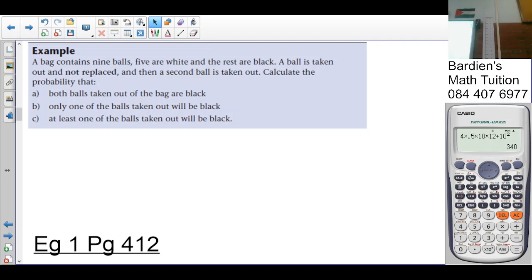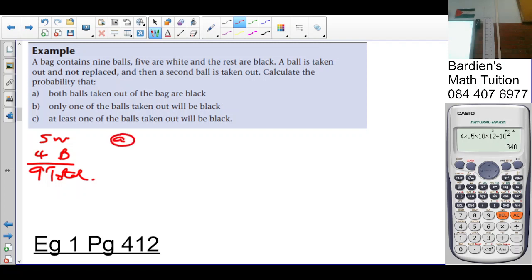Now we look at example 1, and it's on page 412. We are told that a bag contains 9 balls. 5 are white and the rest are black. So if it contains 9 balls, 5 of which are white, how many black balls are there? 4. So they must add up to 9 in total, no? The question says, calculate the probability in the first case that both balls taken out of the bag are black.